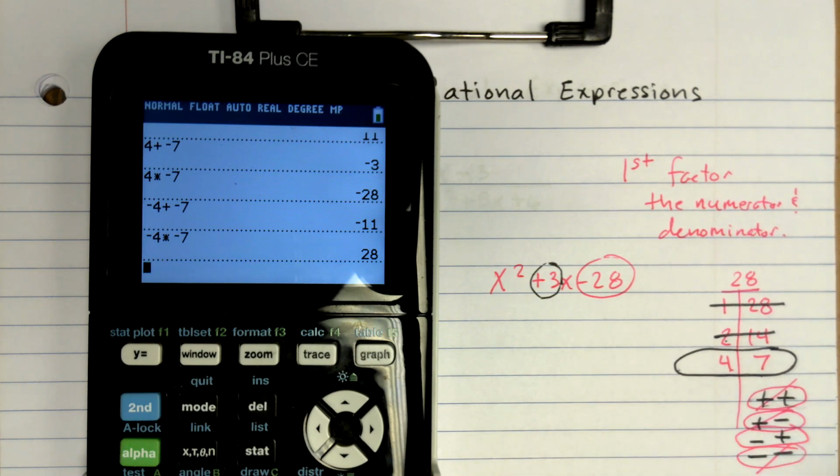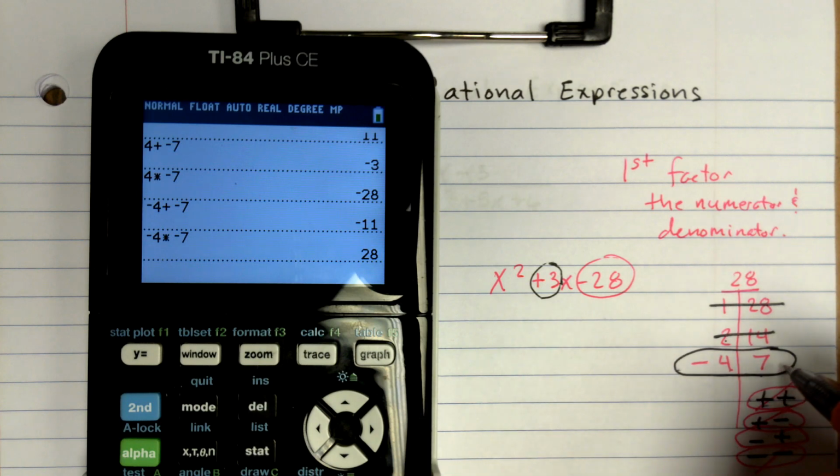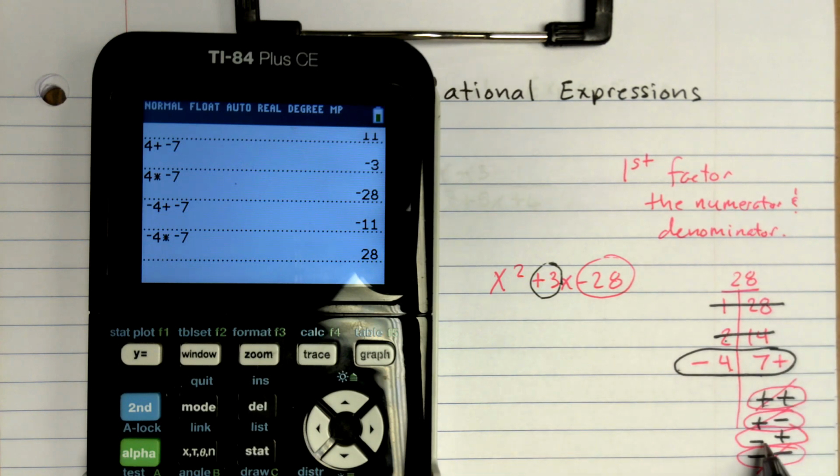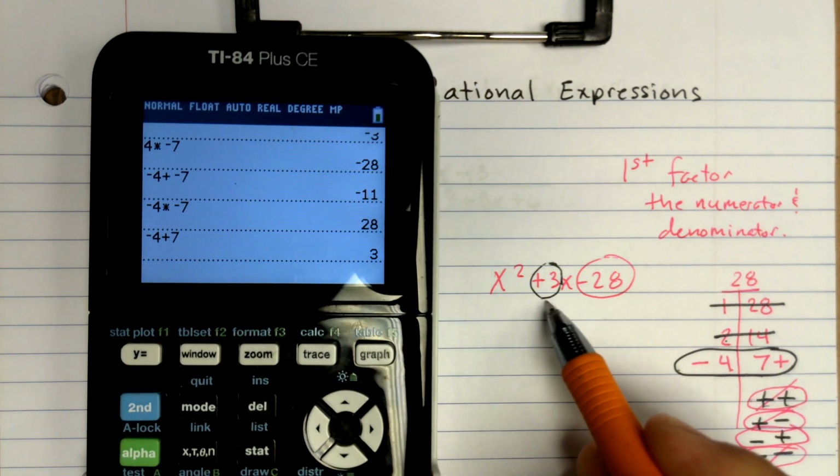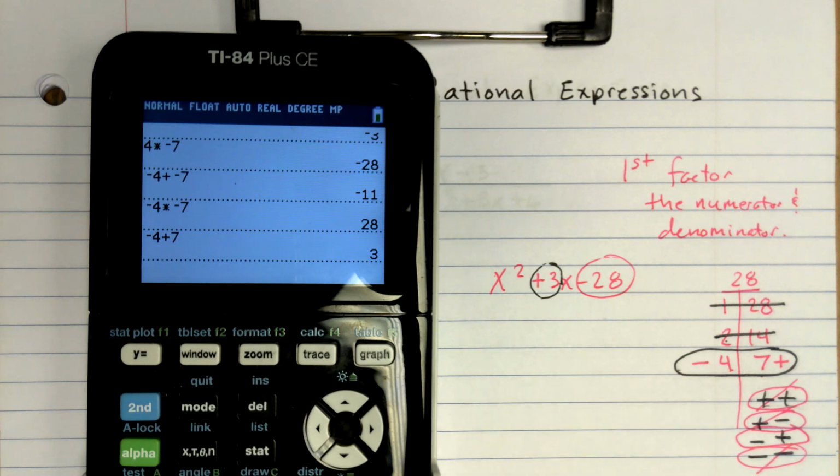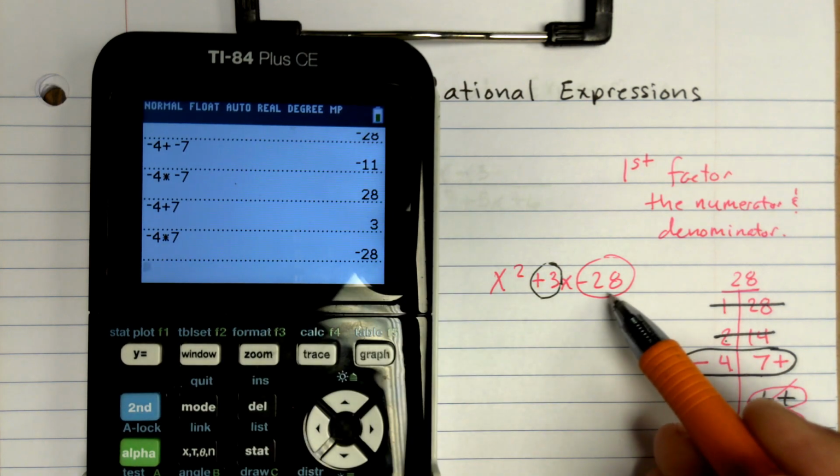negative and positive. So the 4 is going to be negative, and the 7 is going to be positive. And I get that directly from checking these 4 different options. These are the only 4 combinations that it could possibly be. But let me put these in. If I have negative 4 plus positive 7, it does give me a positive 3, which is what I have for B. And if I take negative 4 and multiply it by positive 7, it does give me negative 28, which is what I have for C.